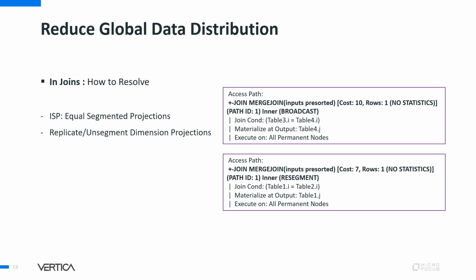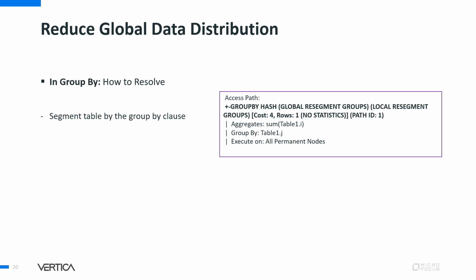query performance when you join multiple tables, create projections that are identically segmented on the join keys, or replicate the inner table. Identically segmented projections or replicated inner tables allow the joins to occur locally on each node, reducing data movement across the network during query processing. To improve group by operations, you need to segment the table by the group by clause.